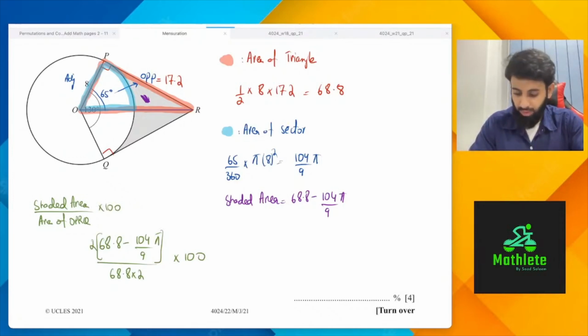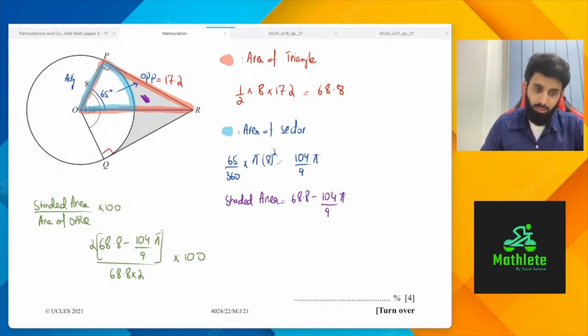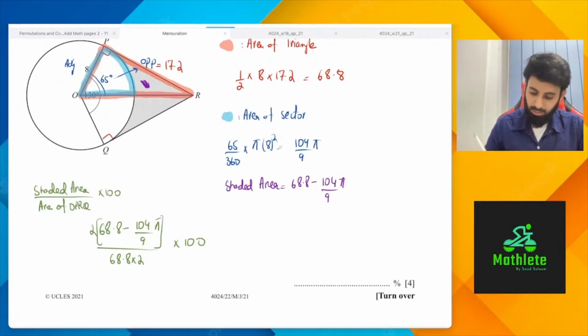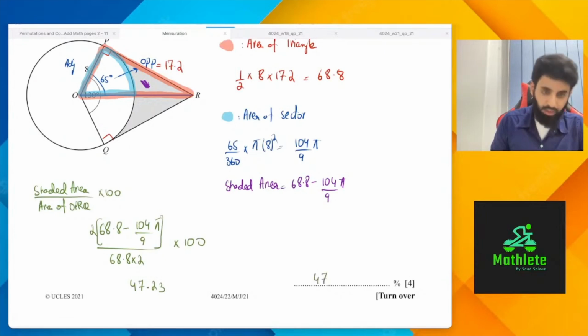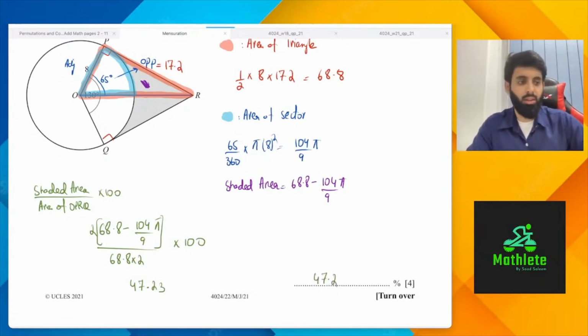Okay, so let's see: 2 bracket open 68.8 minus another fraction, 104 upon 9 pi, bracket close. Then in the denominator, 68.8 times 2. Okay, so what are we looking at? We're looking at 0.472 something. Let's times it by 100. So we get 47.23%. We'll give this correct to 3 significant figures, so that's going to be 47.2.